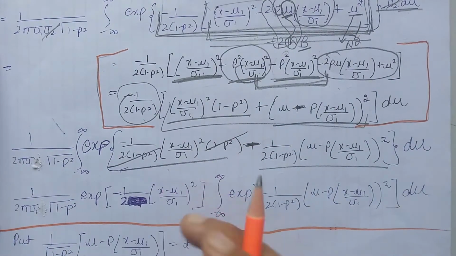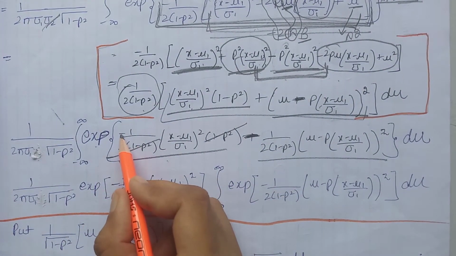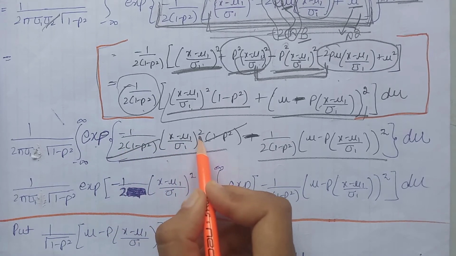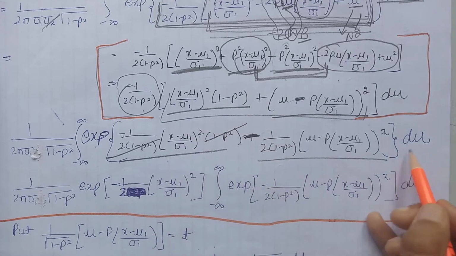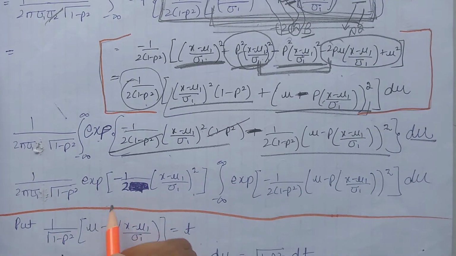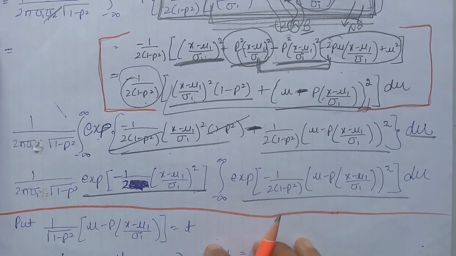And after cutting we can see that e raised to the power this term, that is minus 1 by 2 times x minus mu1 divided by sigma 1 whole square, is independent of mu. That's why we will write this term outside the integration like this, and the rest of the term inside the integration like this.